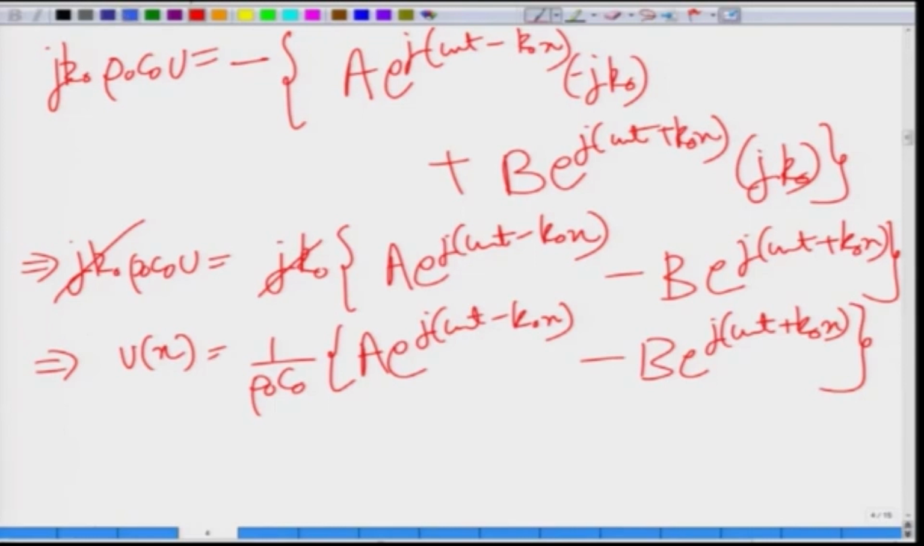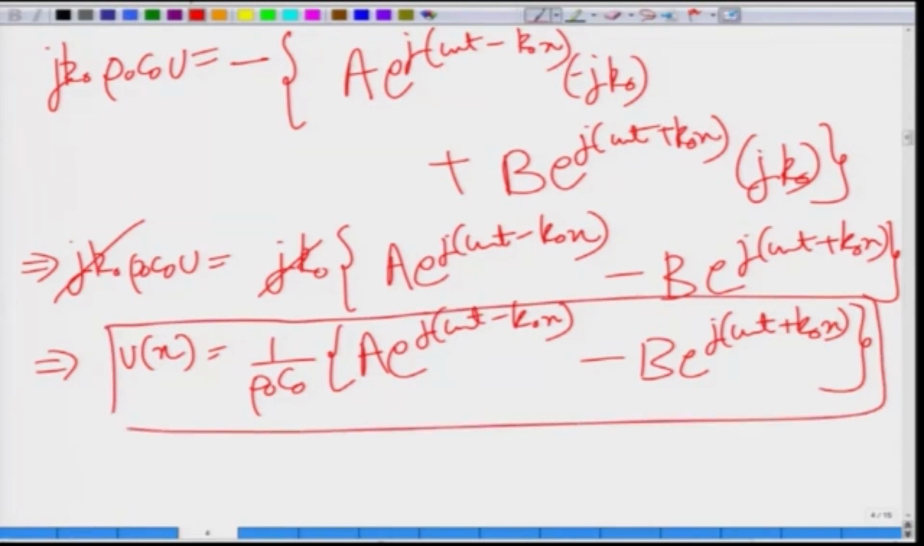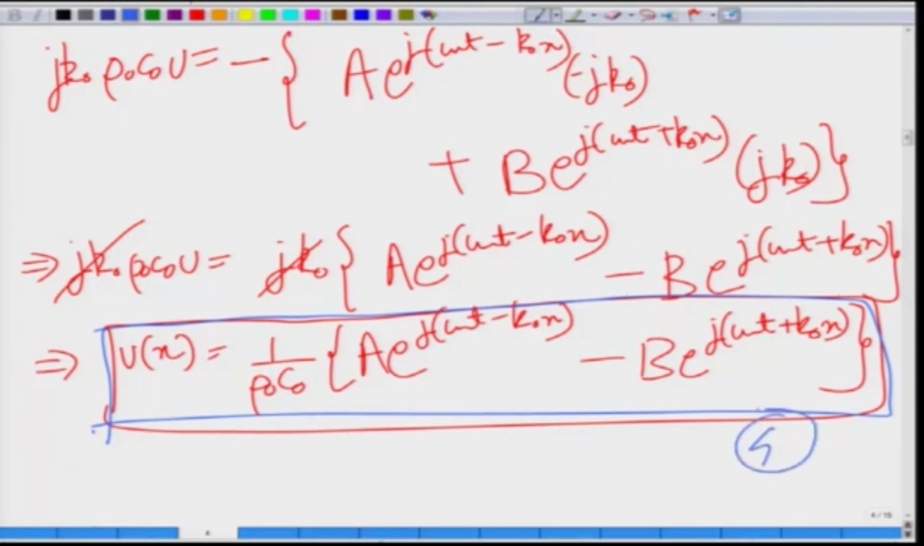So then this is the solution for the acoustic particle velocity. All right. So, let us call this equation number 4.